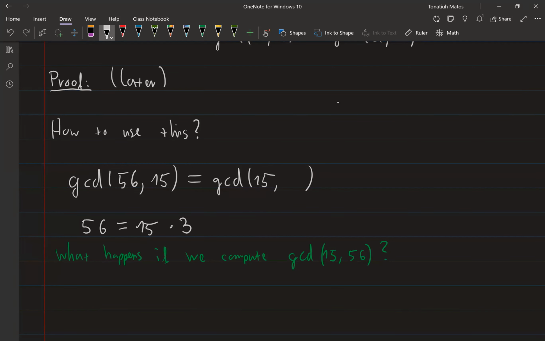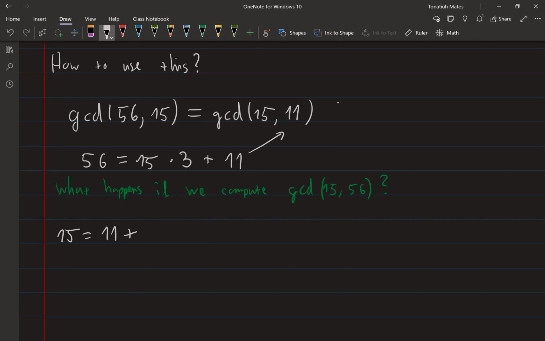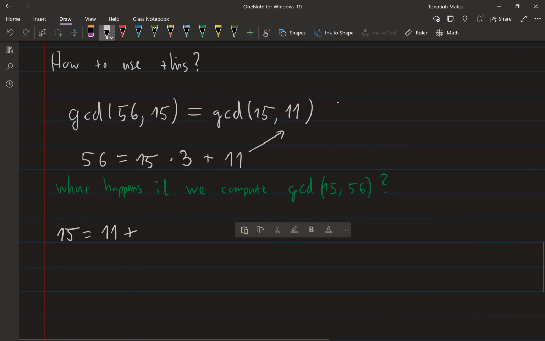Now, as promised, the numbers shrink, right? The numbers to the right, 15 and 11, are smaller. So if I do this over and over again, eventually I will have to hit the bottom. The bottom is 0. Okay, so 11 times 1 is smaller than 15. 11 times 2 is already bigger, right? So the remainder is 4. Quotient, we don't really keep track of that, but whatever.